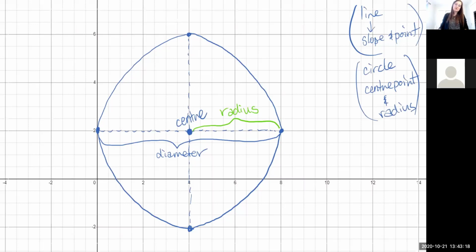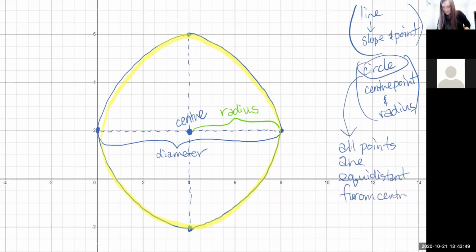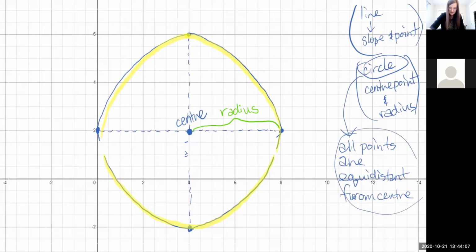The circle is basically defined by an equal distance away from a center. All of the points on this outside circle are equidistant from the center. So we have to find a way to write an equation that captures that. I'm just going to remove diameter, because if you are given the diameter, you'll just take half of it, then you'll know your radius.